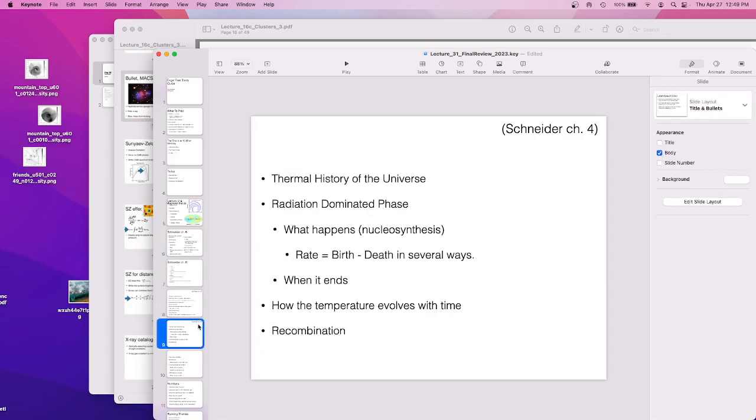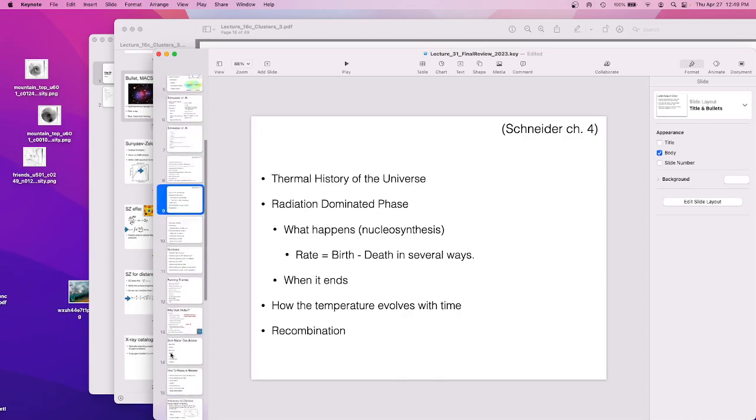Thermal history of the universe. You form all the protons, and then all the neutrinos, and then all the neutrons, and then the electrons, and then the dark matter's got to form in there somewhere, but we don't know where. Temperature evolution with time. Temperature evolves like 1 over a, and recombination.